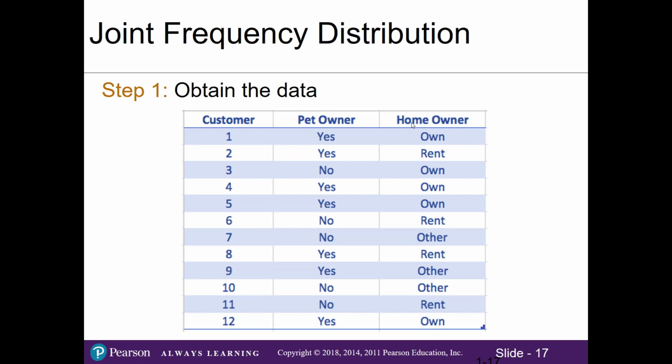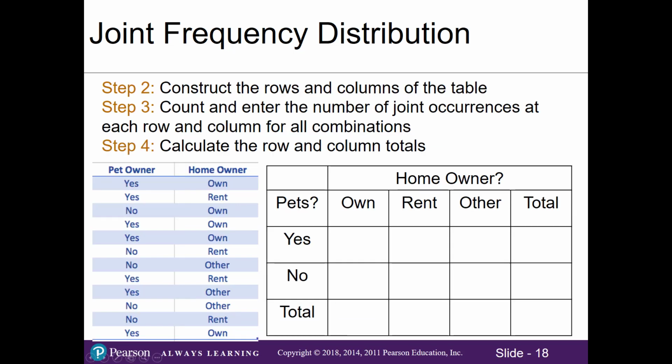In this example, we've asked 12 customers if they are a pet owner and if they are a homeowner. The answer options are yes or no to owning a pet, and for home ownership, it's own, rent, or other. Other might be for those people that live rent-free with family or friends, or some other situation other than owning or renting. So the first step is to collect the data and put it into a table as you see here. Then we need to set up our table right here and count the joint occurrences to enter it into the table. The joint occurrence is how many times two particular variables occur together.